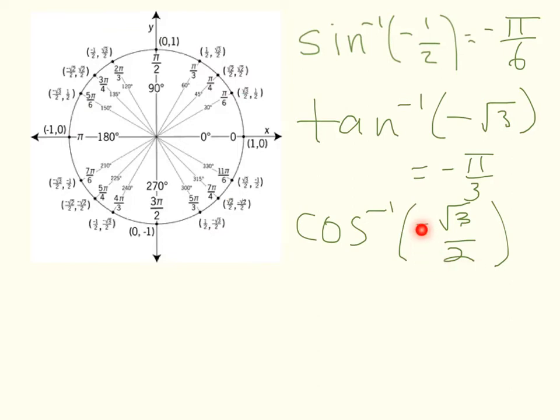Okay, so now let's locate where the x-coordinate is equal to negative root 3 over 2, because remember for cosine we're talking about x-coordinates. So in the top half of the unit circle, right there is where the x-coordinate is negative root 3 over 2. We have to go through pi over 6 radians past pi over 2 to get to it. So this is equal to 5 pi over 6.